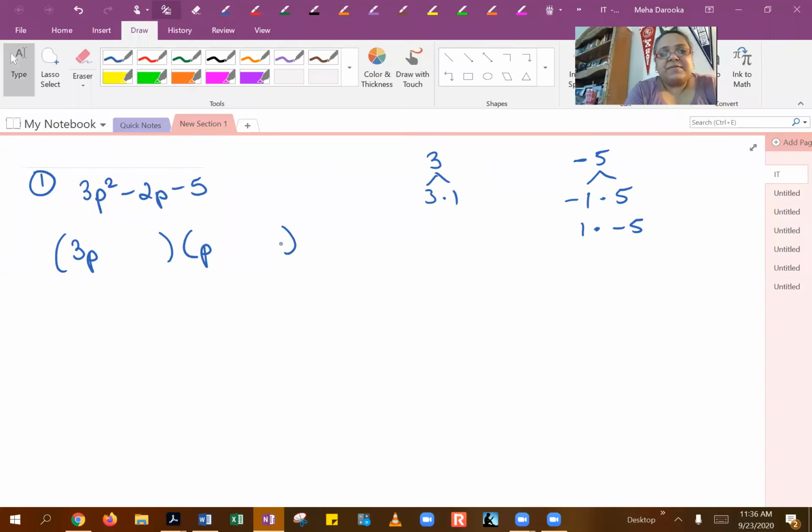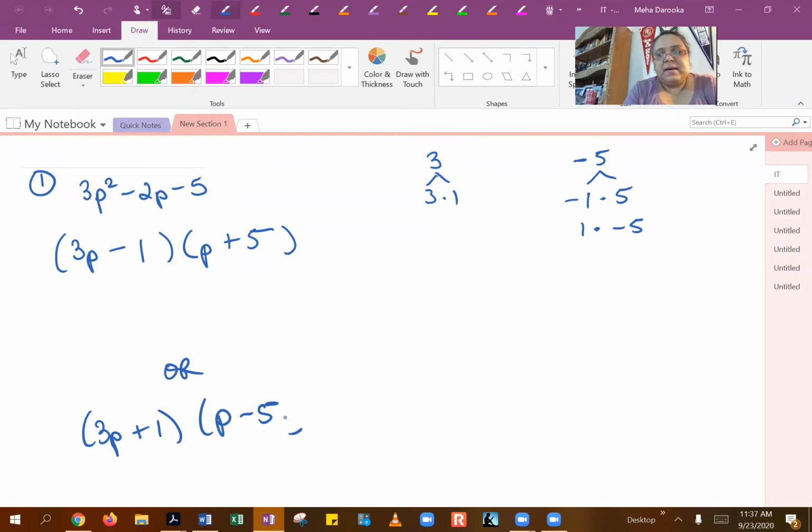And then we would have to see, is it negative 1 positive 5, or is it going to be 3p positive 1 and p minus 5? So you would kind of have to check and see which one of these would end up giving us the correct answer.